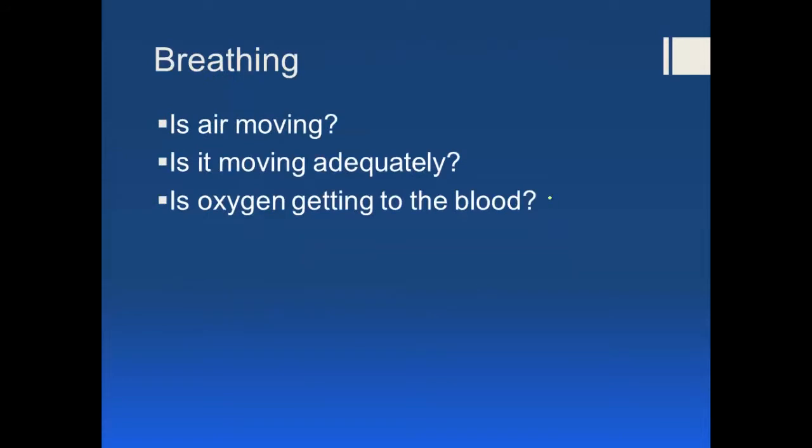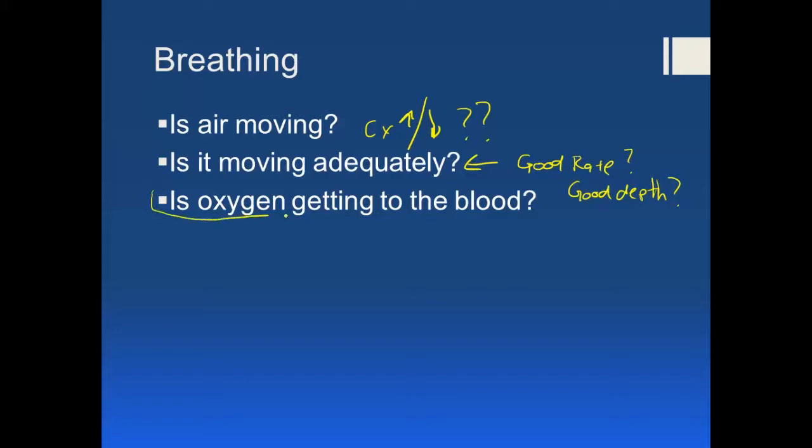Then we move on to breathing. Is air moving? So is the chest moving up and down? And if so, is it moving adequately? Do we have a good rate and a good depth? Is oxygen getting into the blood? This is something that we can usually use the pulse ox to assess, but in a critical trauma patient, we're really going to look at the lips and see, are they pale, are they blue, or are they pink? And that's really part of circulation as well.